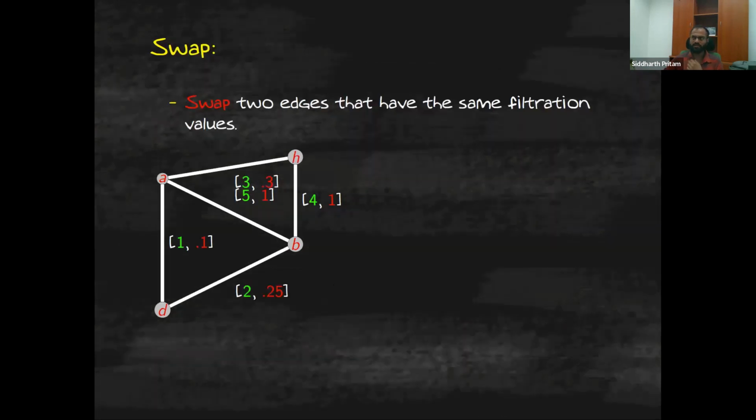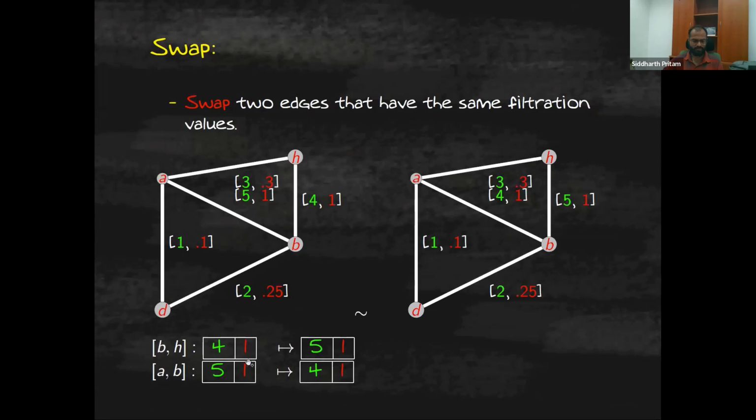Okay. So now let's look at the second operation, swapping. It's a bit more trivial. If I have two edges and they have the same filtration value, for example, AB and BH, they come at filtration value 1. So I can choose the total order arbitrarily. Basically, I can assign this 5 and assign this 4, and then the persistence would not change. So this is what swapping is. Here the green value has been changed. They have been swapped. They have the same filtration value, so I can choose 4 here or 5 here, or I can assign 5 here or 4 here. Clearly this would not change the persistence diagram.